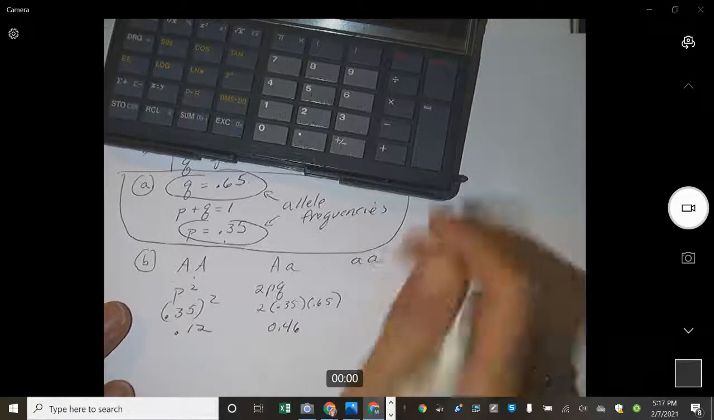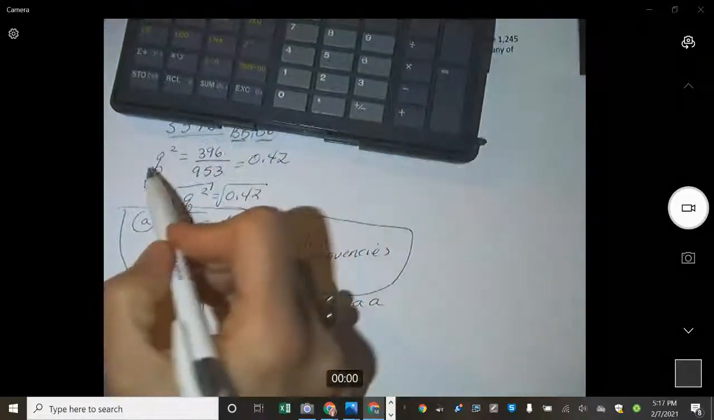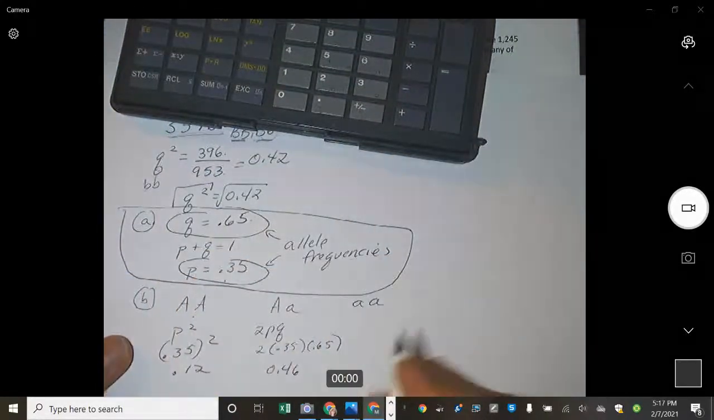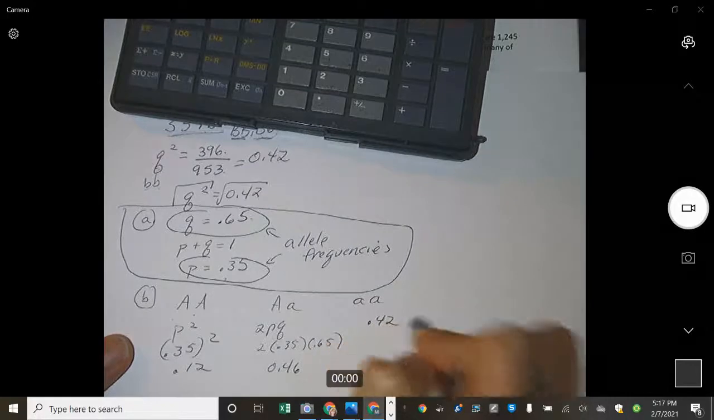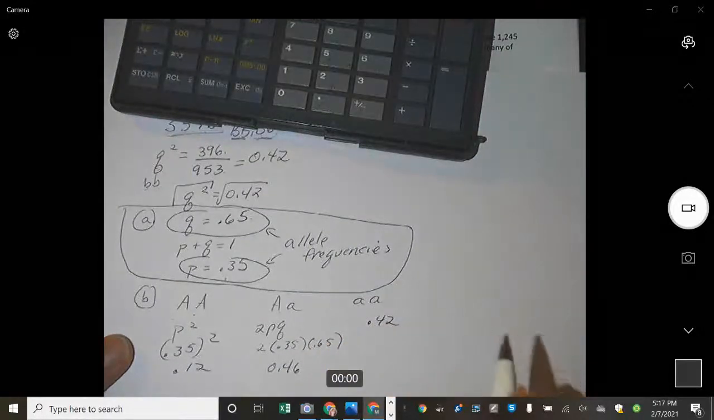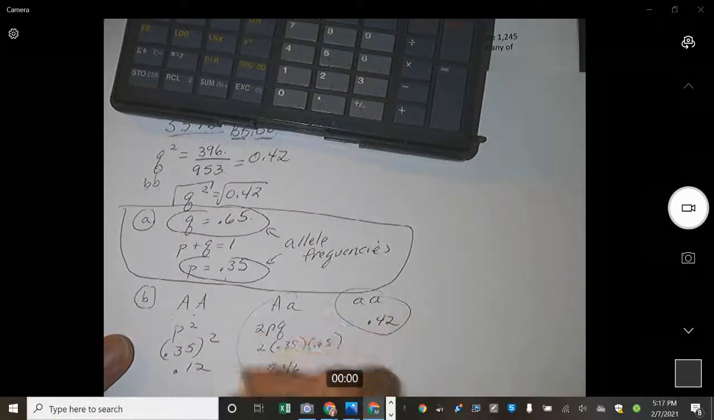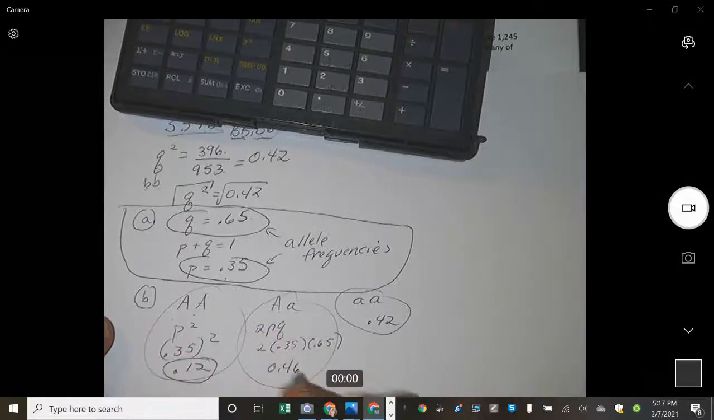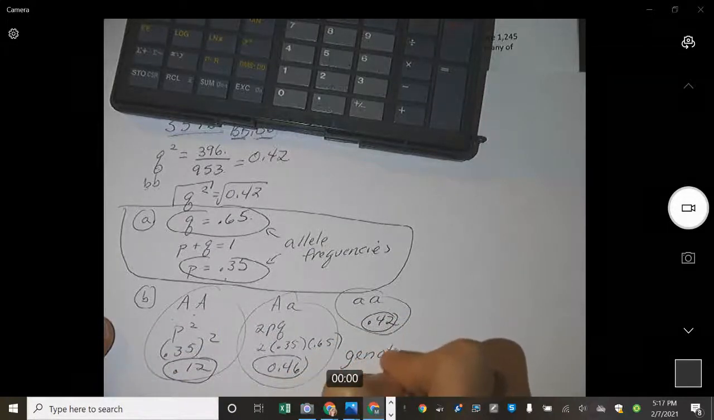And then little a, little a, I already did actually. That was my Q squared, which is 0.42. So it actually just wanted these, right? So this, and this, these are my genotype frequencies.